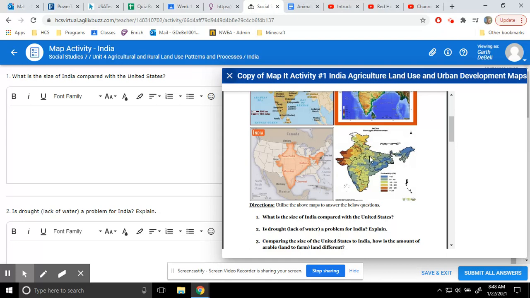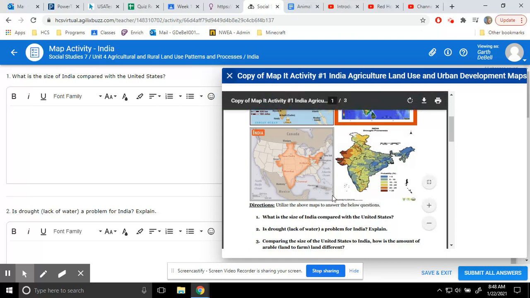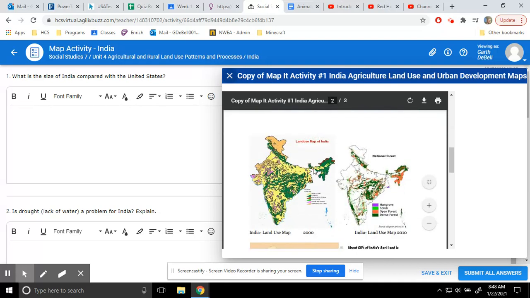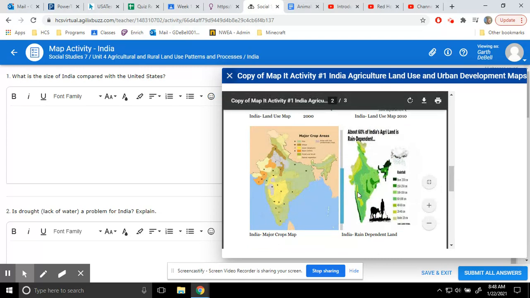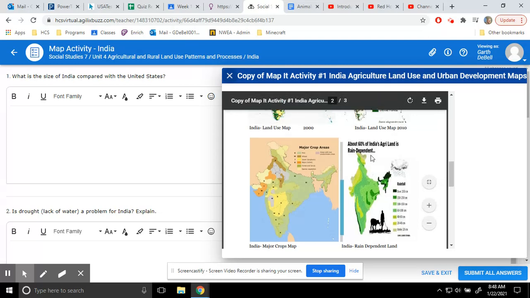And then this one is drought. It tells you how much water each area is getting. You have a land use map that tells you where forests are, where arable land is, scrubland, non-arable land. You have this one that tells you the national forests. You have this one that shows you where major crops are being grown, and then you have this one that shows you average annual rainfall.